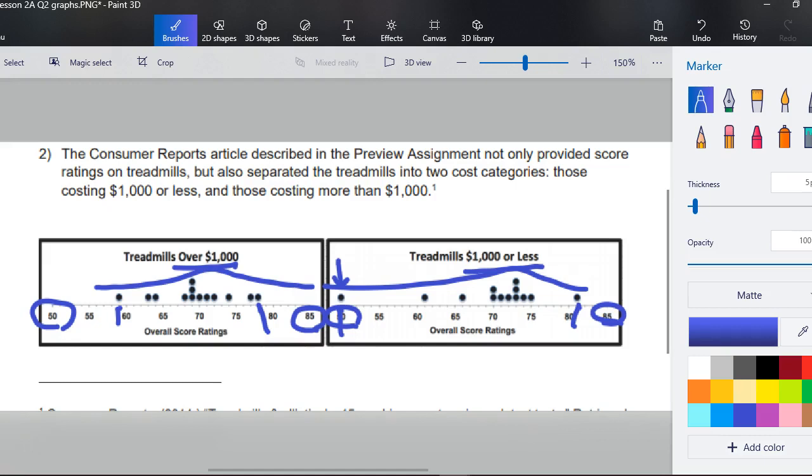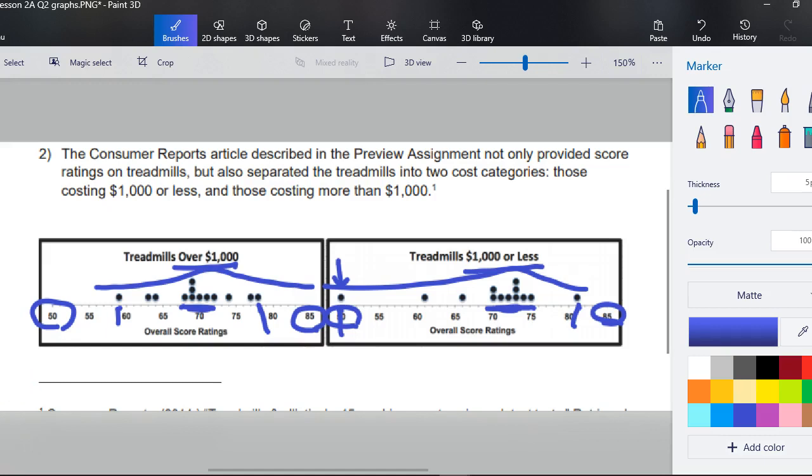Again, this is opinion, but there are certain words that are good to add in, like maximum, minimum, a middle. Can you see or talk about the mean, median, or mode? Does it exhibit symmetry? Is there skewness? Talk about the spread, the maximum, the minimum. Lots of different things you can say about these graphs, but it appears that the ones over $1,000 bunch up down here on the score ratings, and those less than $1,000 appear to bunch up with higher ratings.